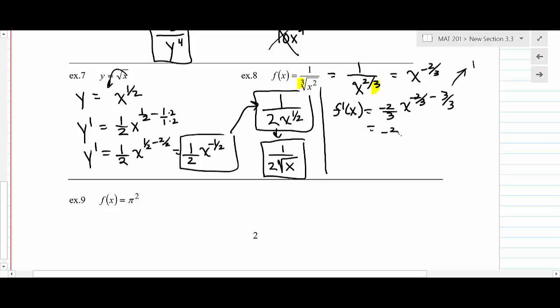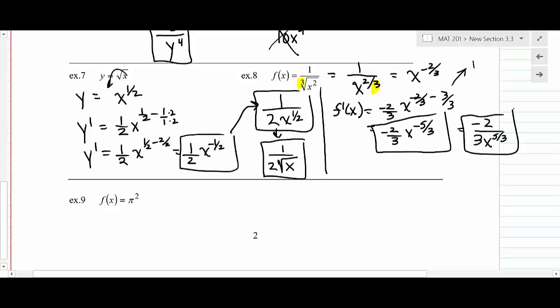So you have negative 2/3 x to the negative 5/3, like that, and that would be one appropriate way to write the answer. Then you could also bring that down, and you could write it as negative 2 over 3x to the 5/3, making the negative exponent positive. And then you could also take it in this direction and say negative 2 over 3 and then change it back. So the cube root goes there, x to the 5th, and you could write it like that.